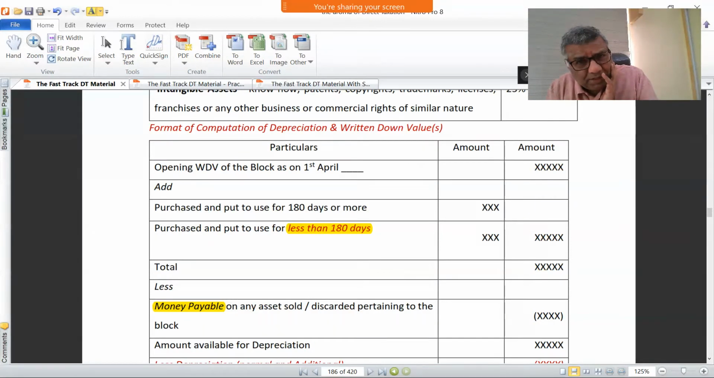40,000 worth of machinery sold for 25,000. Accountancy sale, bank account debit 25,000. Loss on sale 15,000. To machinery 40,000.